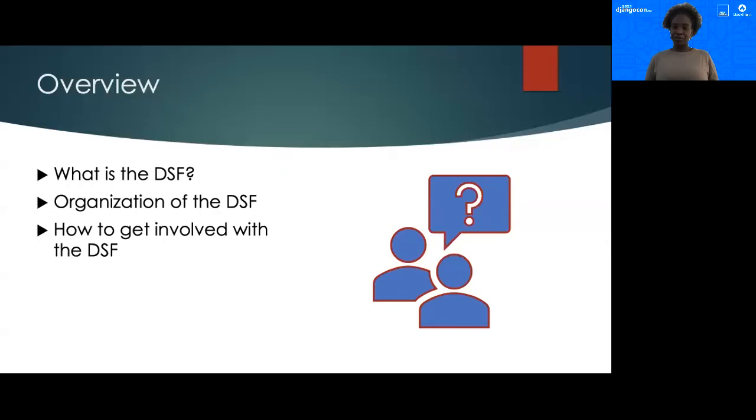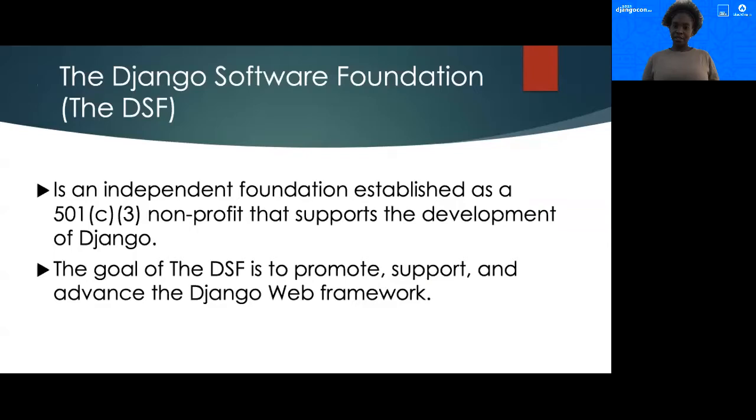Just to give you an overview of my talk, I'm going to talk about what the Django Software Foundation, or DSF, is all about, how it is organized, and how to get involved with the DSF. So what is the Django Software Foundation? The Django Software Foundation, or DSF, is the legal entity and nonprofit set up to promote, support, and advance the Django web framework. It is important to note that the Django project itself is not a legal entity.